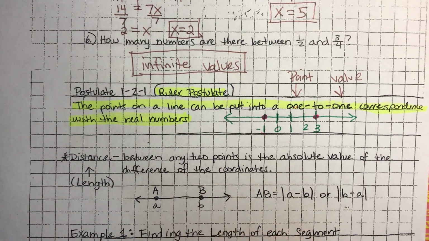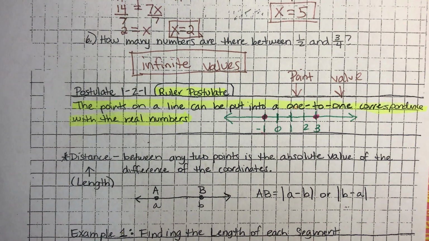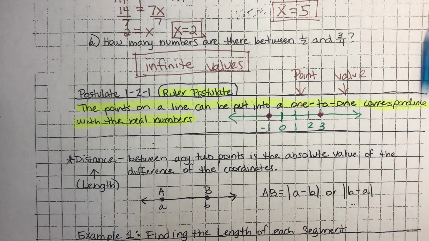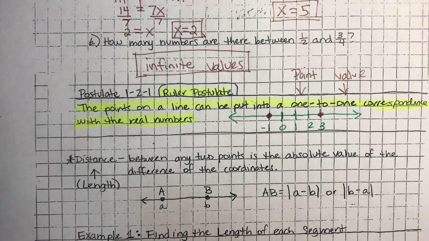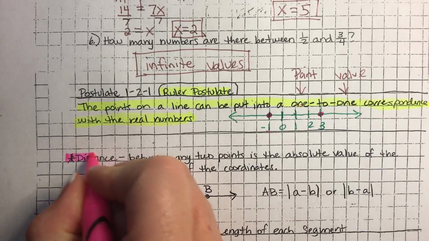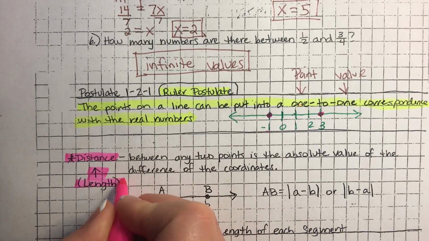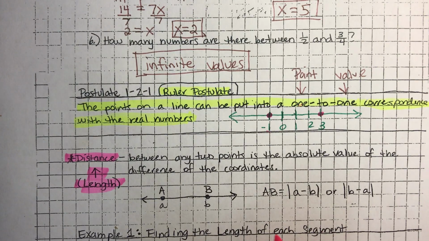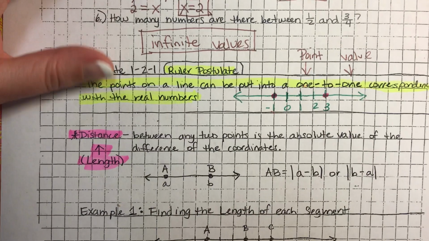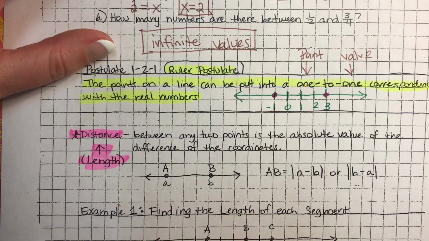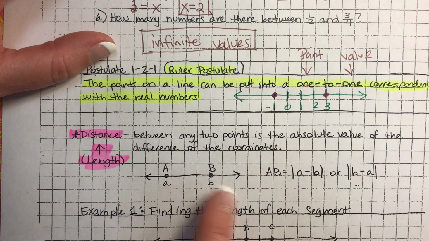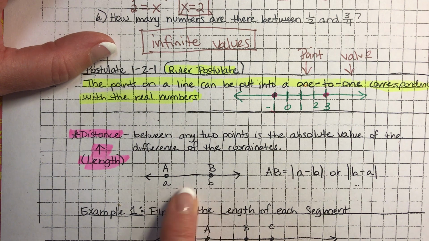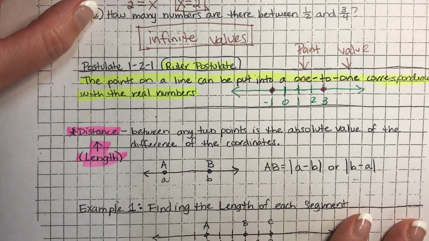So there you go. Okay, next idea to talk about is distance. So distance, or length, between any 2 points is the absolute value of the difference of the coordinates. So here we have a line. Those are our 2 points, point A and point B, and those have a value. Here they're just calling the values A and B. They're keeping it pretty generic.